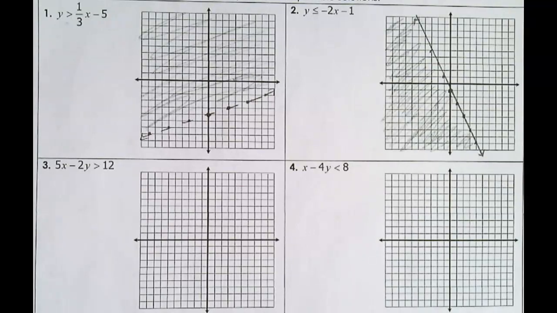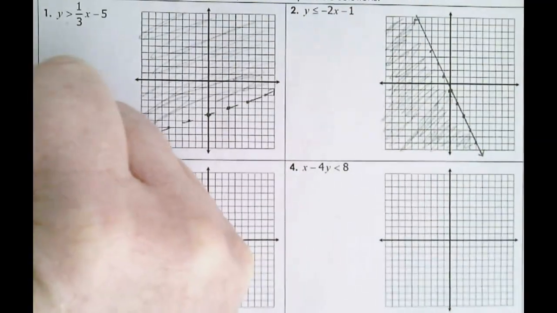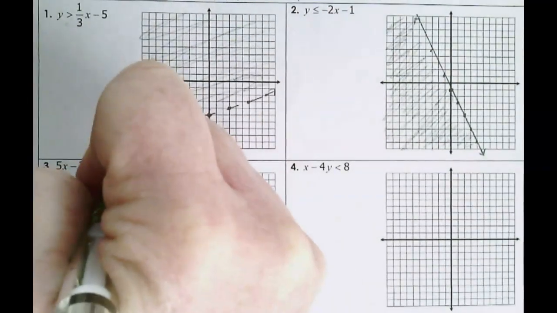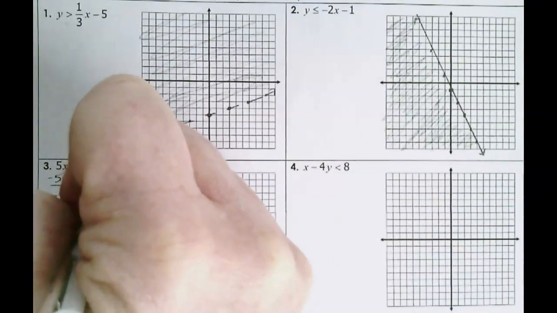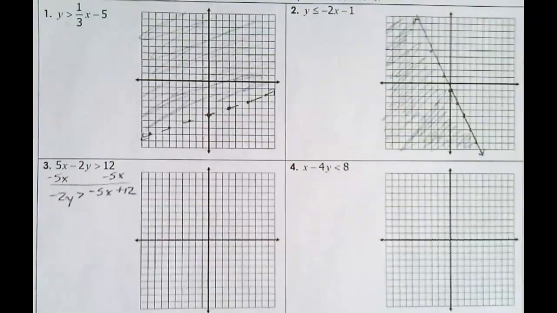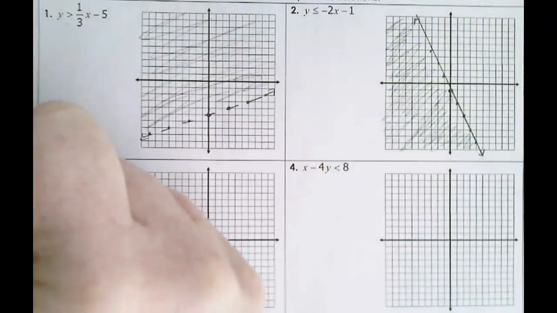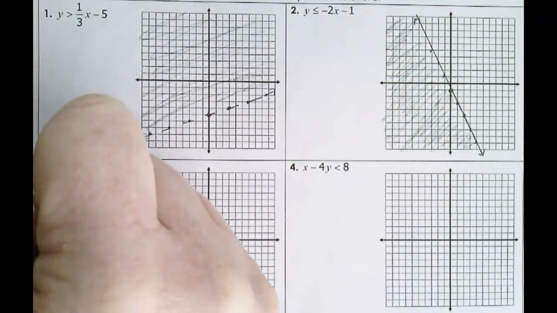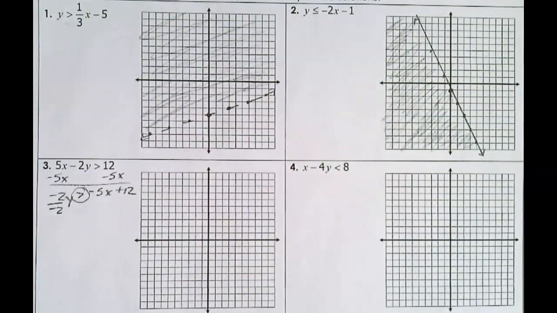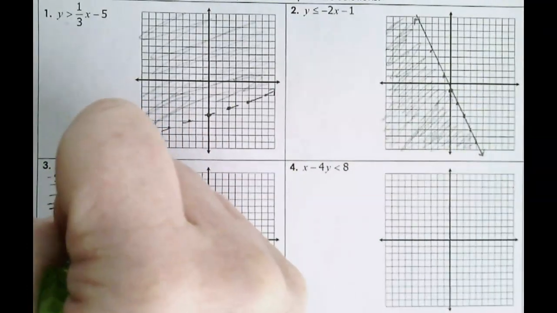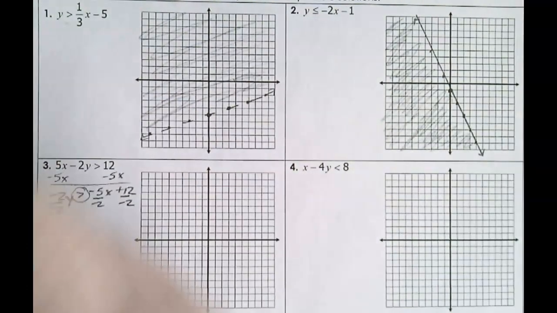We are not in slope-intercept form, so the first thing you want to do is get into slope-intercept. I'm going to subtract 5x from both sides. Now I have -2y is greater than -5x plus 12. I have to divide both sides by a negative. I'm dividing by a negative, so I'm going to circle my symbol so I remember that it has to flip. Then I'm going to divide everybody by -2.